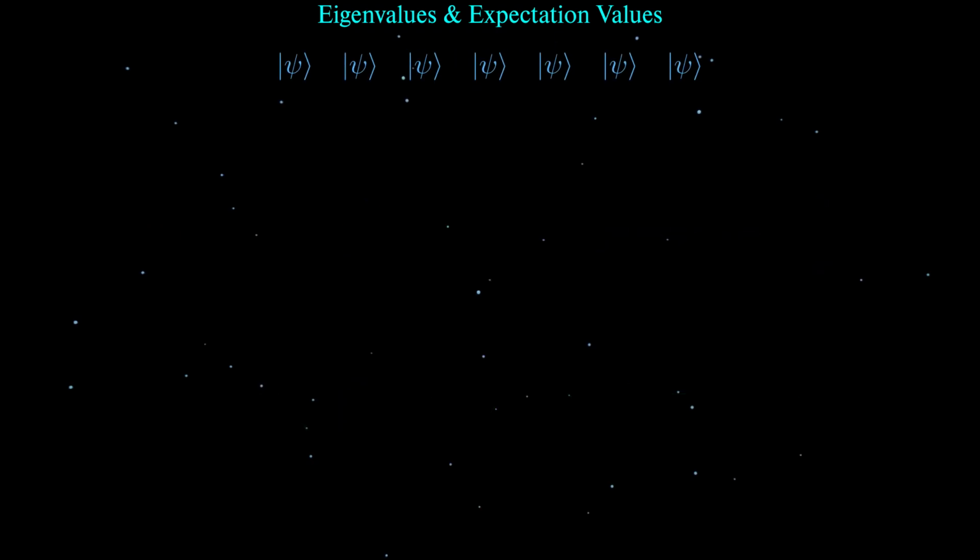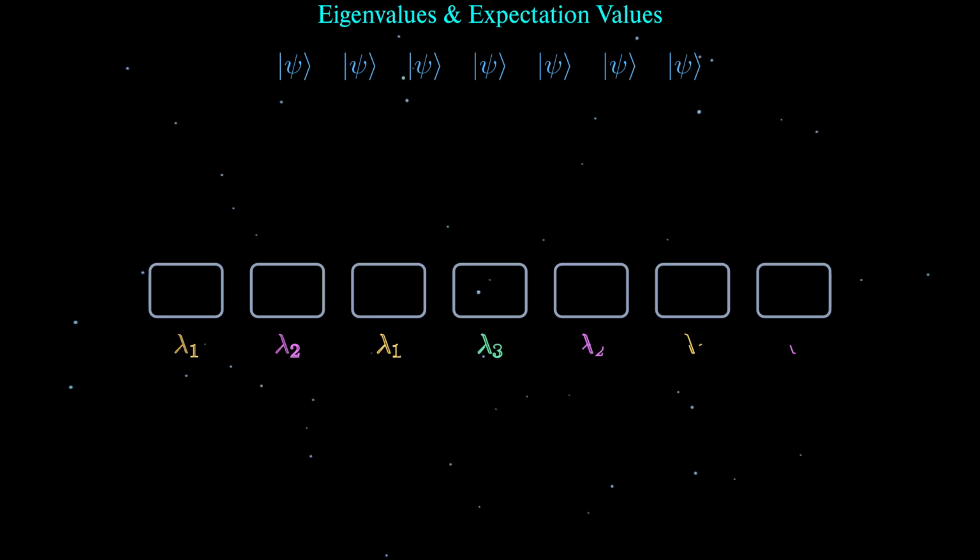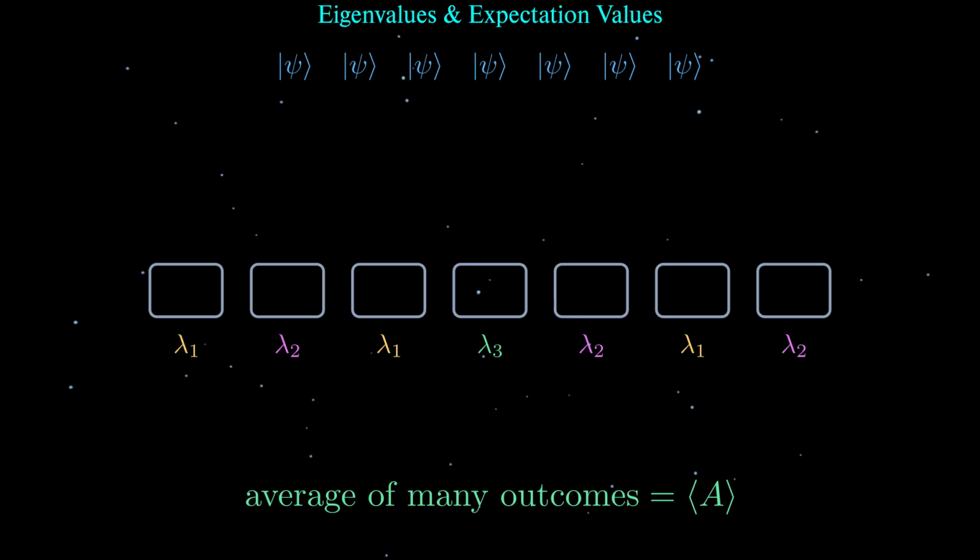Okay, now we can talk about expectation values. An expectation value is the average result you would get if you repeated the same measurement many times on identically prepared systems. So if I prepare the same spin state over and over again, measure the same observable over and over again, and then average all those results, that average is the expectation value.